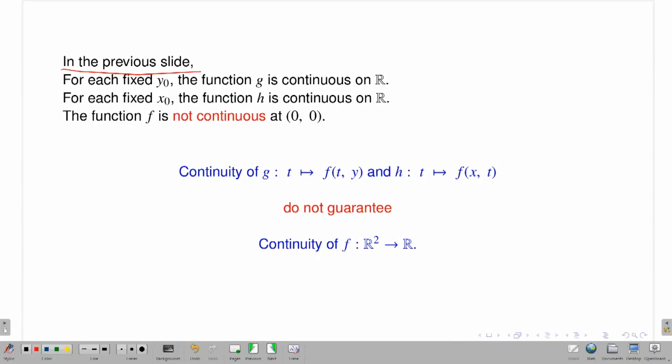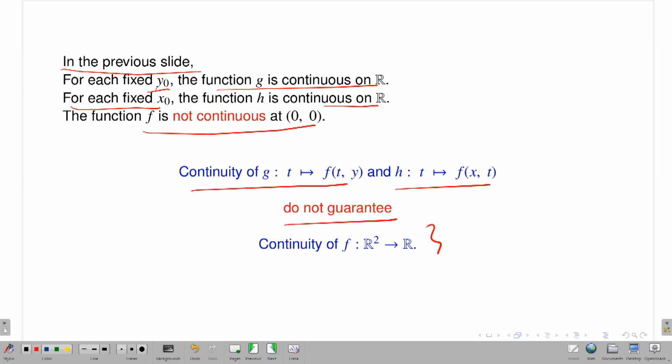So, in the previous slide, for each fixed y naught, the function g is continuous. For each fixed x naught, h is a continuous function. However, the function f is not continuous. So, what is the conclusion? The conclusion is that continuity of g and h does not guarantee the continuity of f. That's the conclusion I can make. Let us see whether we can have some kind of argument for the converse. So, let us see.